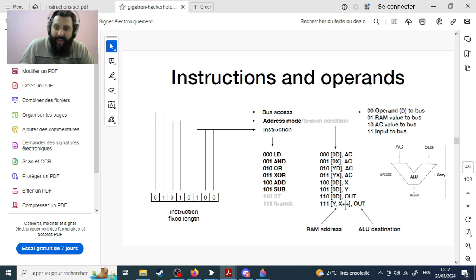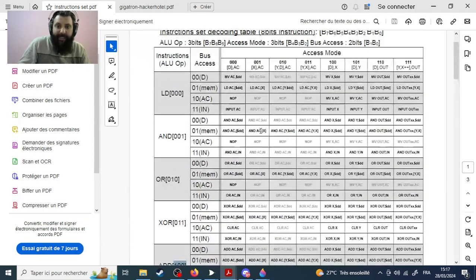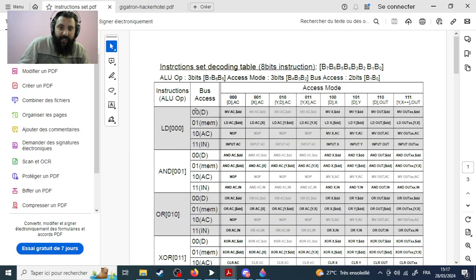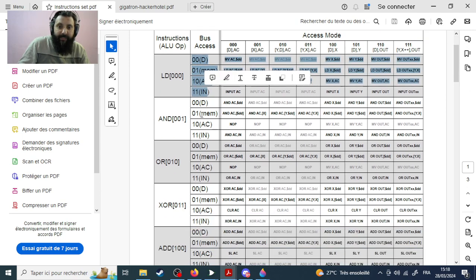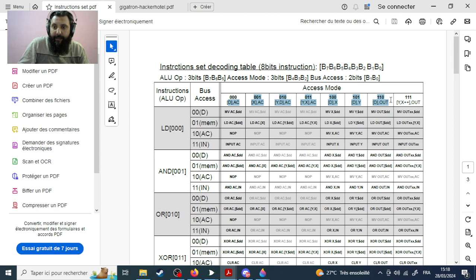I will explain that later. Y X plus plus out. Anyway, we have 8 different modes, and we can see them on the ESA table. On the ESA table, we have 8 instructions, and we have the bus access. For each instruction, we have 4 accessing buses, the 4 accessing buses of the first 2 bits, and here the 8 values of the 3 middle bits. And we have 8 different accessing modes. The first one, 0 D, is D IC, X IC, Y D IC, Y X IC, etc.